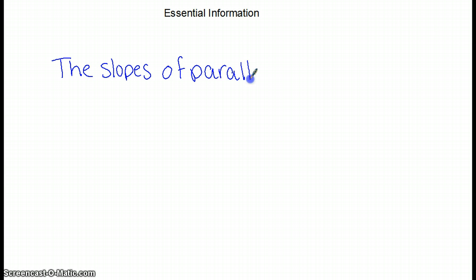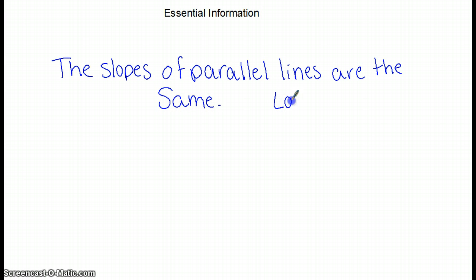There are a few pieces of essential information that you should probably write on the top of your paper so you can refer back to as we go through this session. The slopes of parallel lines are the same. That means if line A has a slope of 1/2, then line B also has a slope of 1/2.